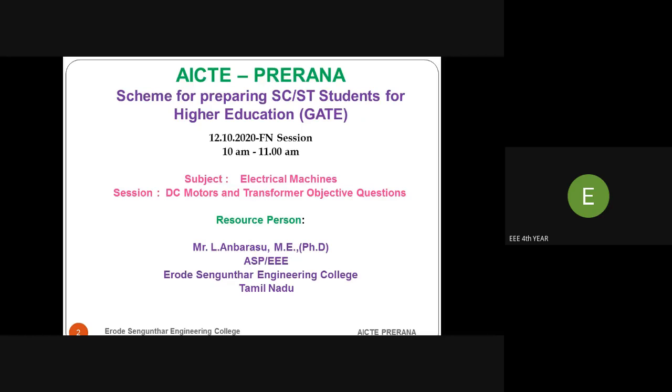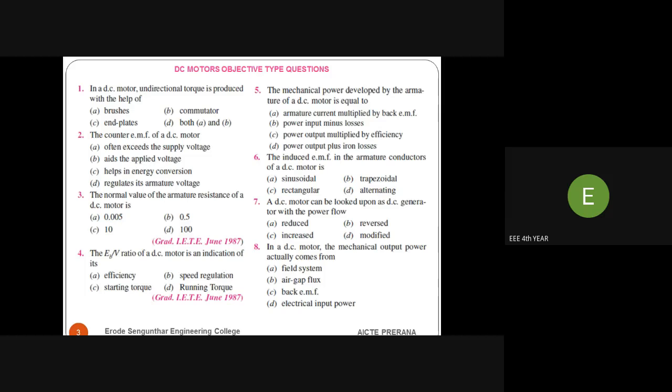The subject name: electrical machines. Session name: DC motors and transformer objective type questions. So first we discuss the DC motors objective type questions. Here, first question, number 1.